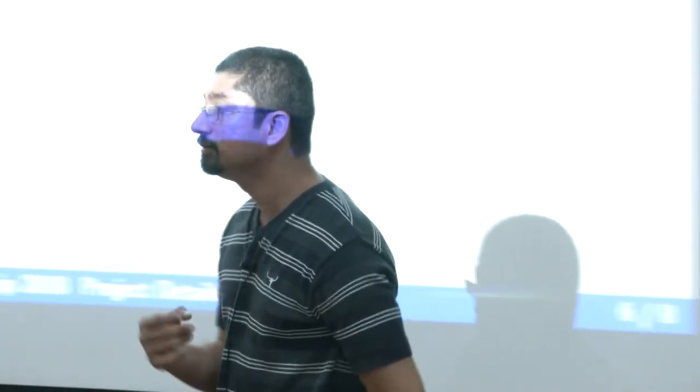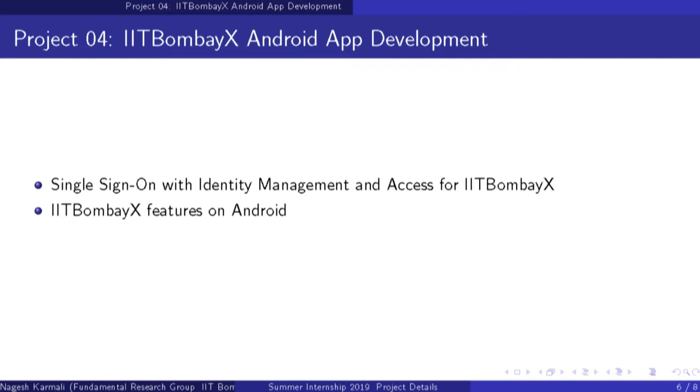Then the fourth one, Android app. It's very straightforward. I'm trying to see whether we can use any identity management like Keycloak. Presently, IITBombayX does not have single sign-on. So there are two problems here. One is to see whether we can achieve a single sign-on using a centralized, distributed identity access management, maybe like Keycloak, or there are many actually.